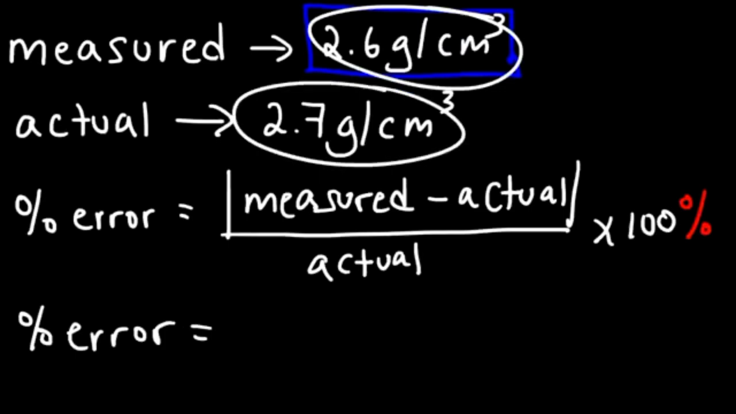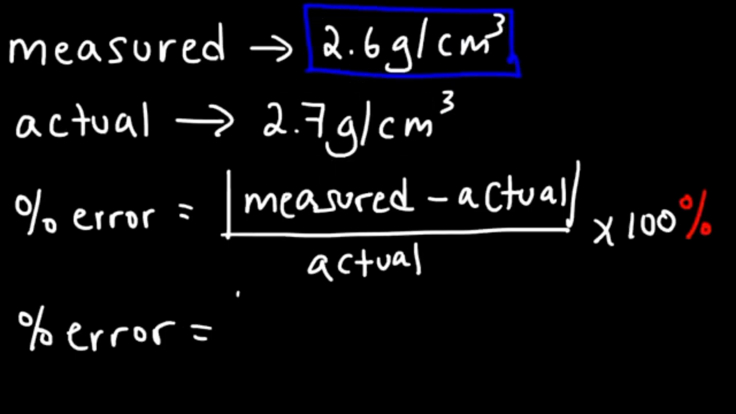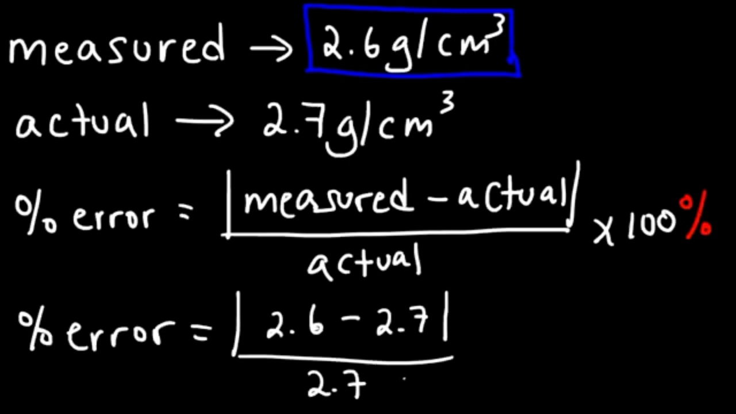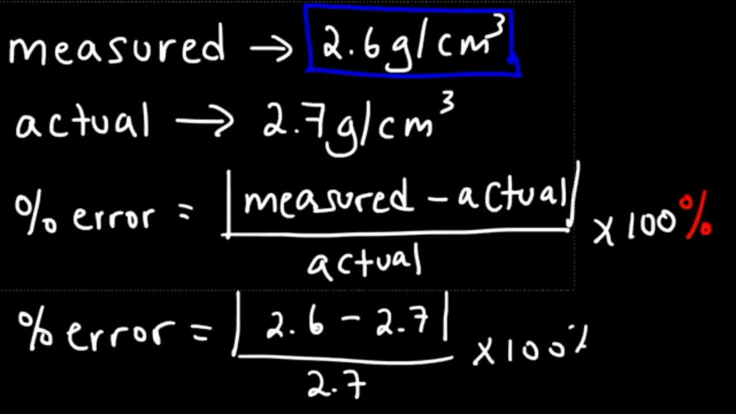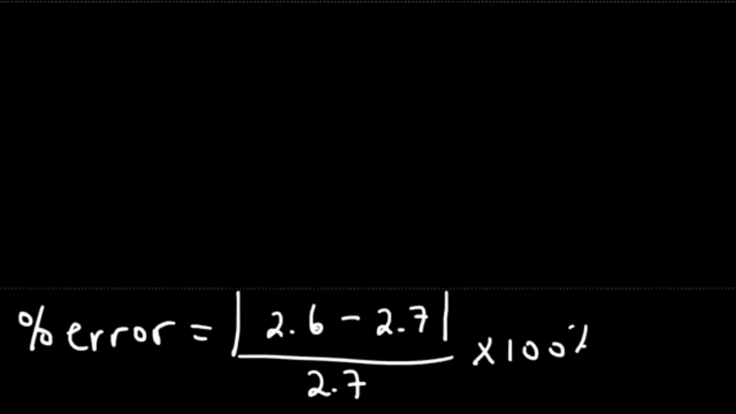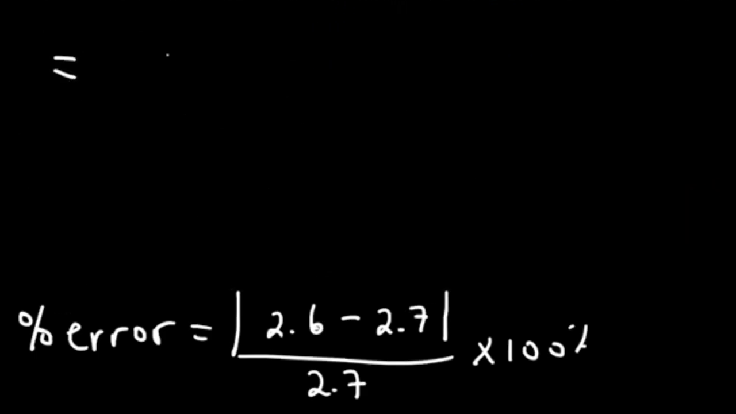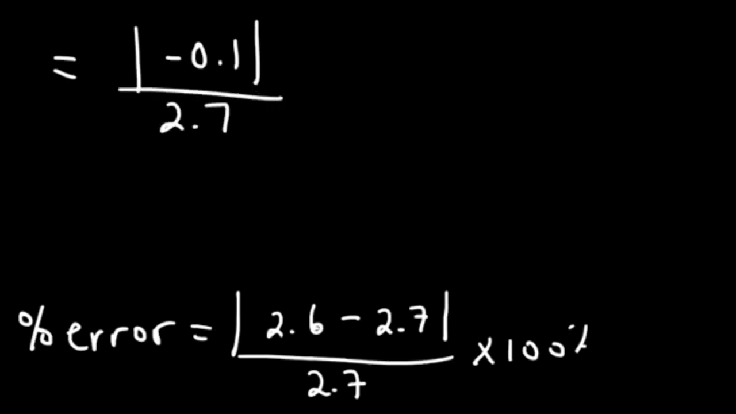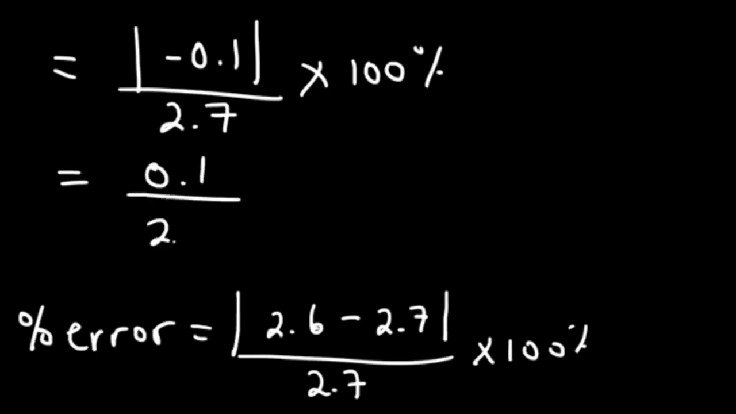So we have a measured value of 2.6 and the actual is 2.7, divided by 2.7, times 100%. So 2.6 minus 2.7, that's equal to negative 0.1. And the absolute value of negative 0.1 is positive 0.1. So positive 0.1 divided by 2.7 times 100%.